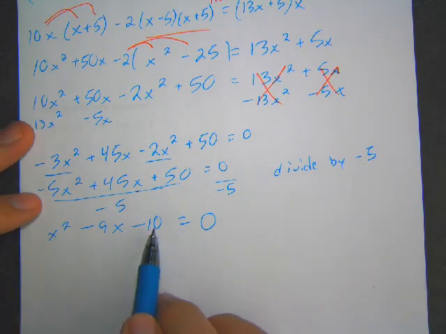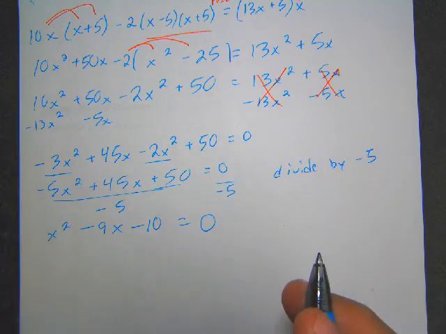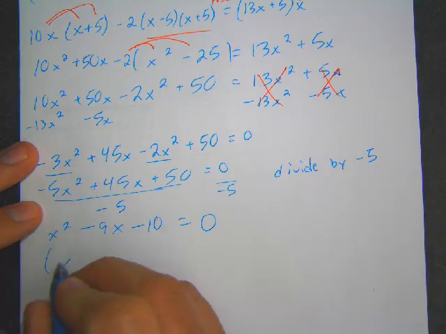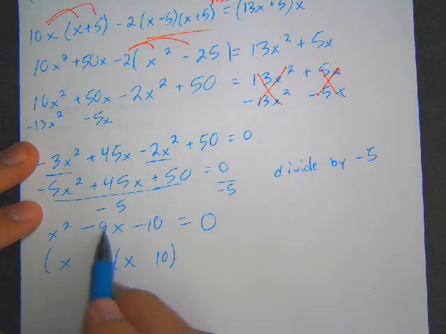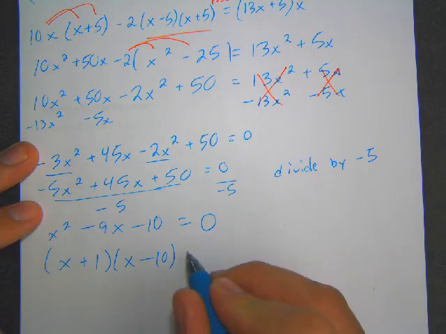So I just have to think about what multiplies for negative 10 and adds for negative 9. Well, 1 and 10 multiply for 10, and if you add them up with one of them being negative, you can get a negative 9. So it's got to be x and 1, x and 10. And since we have a negative 9, we want the bigger number to be negative, so it's going to be a negative 10 and a positive 1. So that's how we get 0.